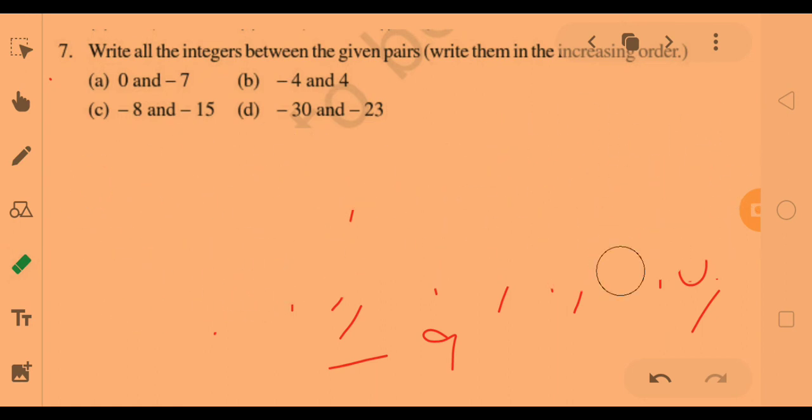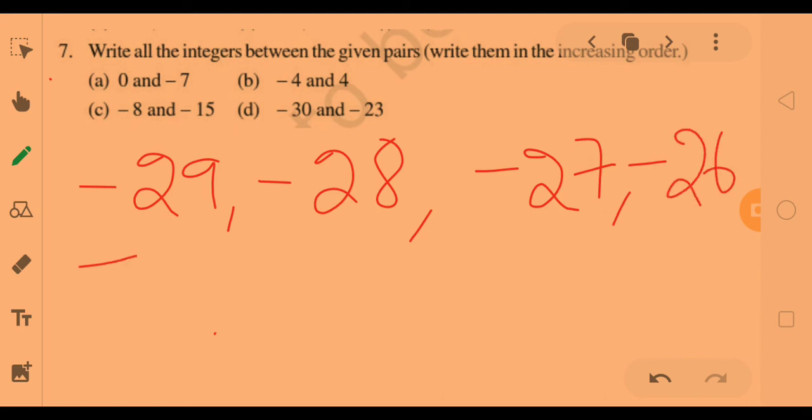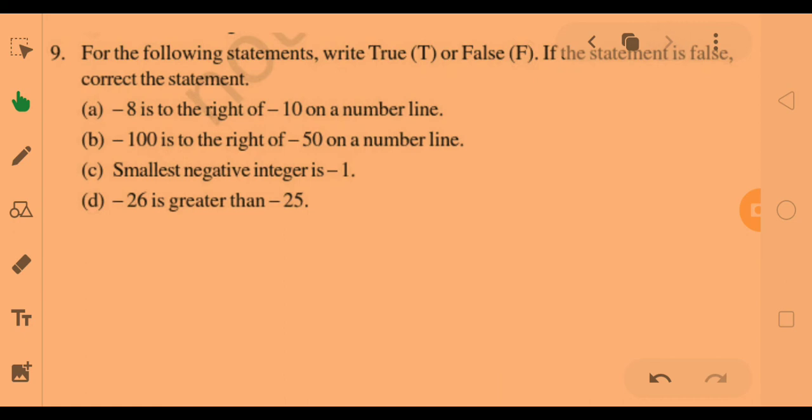Next, the last one: minus 30 and negative 23. Let us write the integers between them. Minus 29, minus 28, minus 27, minus 26, minus 25, minus 24. So these are the integers. We have to write them in increasing order. These integers are already in increasing order, and minus 24 is the largest integer. Okay, so this is how we write.